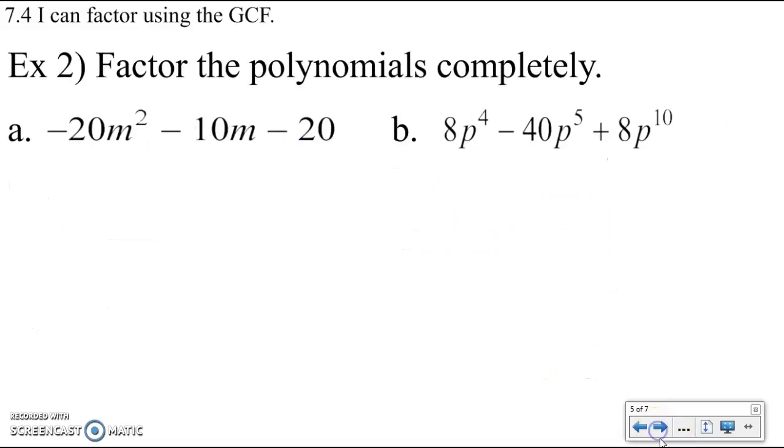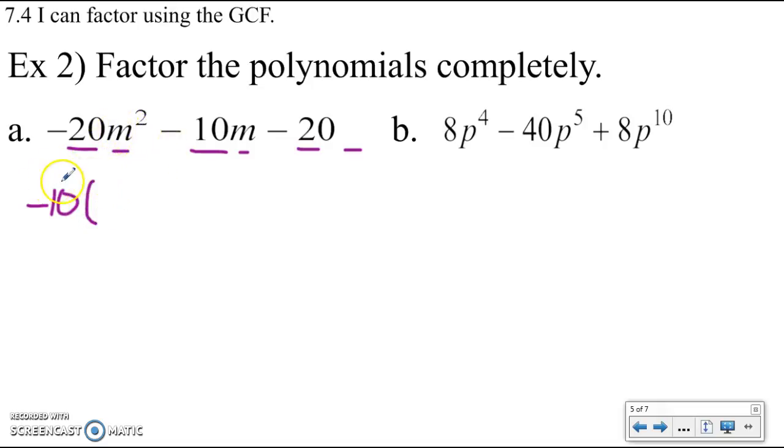Let's go ahead and do 2 more. Notice in these 2 problems we actually have 3 terms. So when I'm looking at this first problem, negative 20m squared minus 10m minus 20, I know that I can divide all 3 of those numbers by 10. Now, one other thing I notice here that doesn't happen very often is all 3 of those have negatives, so I'm actually going to divide by negative 10. I would not mark it wrong if you did not divide by negative 10, as long as you have a positive 10 out there. Also look at the variables. Okay, first 2 both have m's, the last one does not, so I cannot use an m because all 3 terms do not have an m.